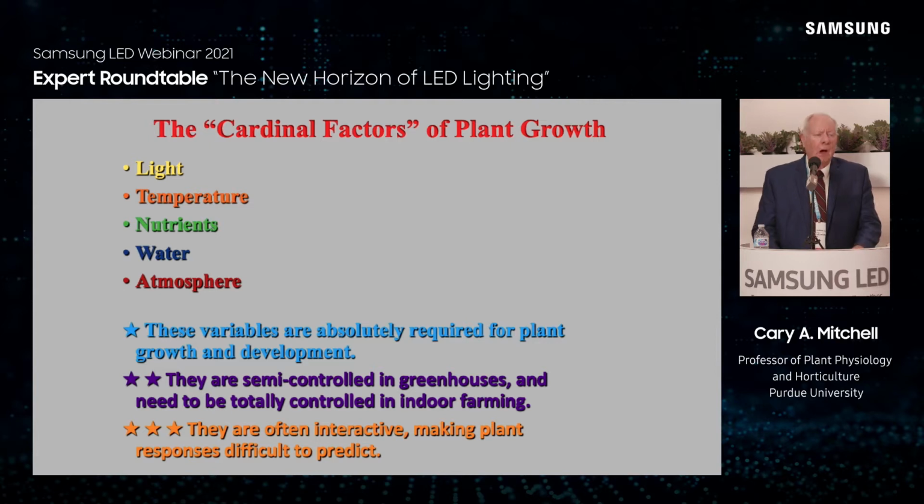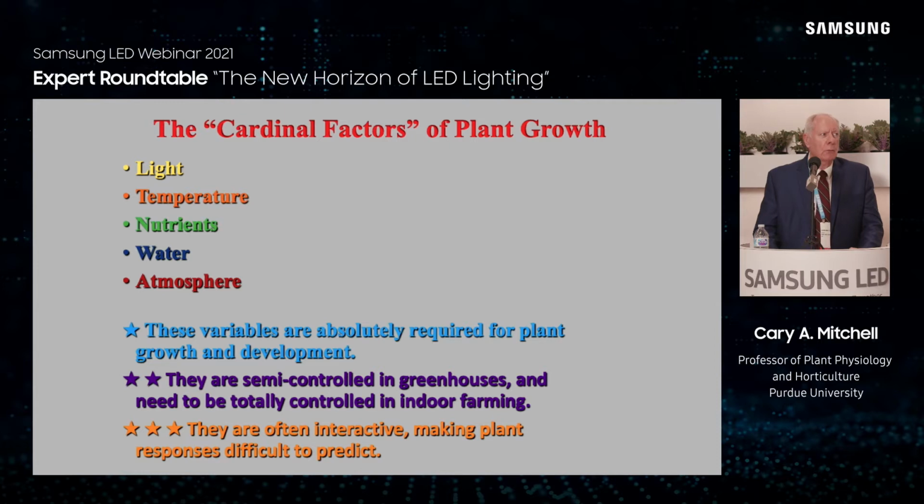And unfortunately, they are very interactive, so you can't, quote, optimize one of them without considering all of the rest of them. And if you do optimize light, for example, at a given temperature, nutrient level, water, and atmosphere, you're going to have to do it again if you change any one of those. And so this makes optimization a very complex research process.